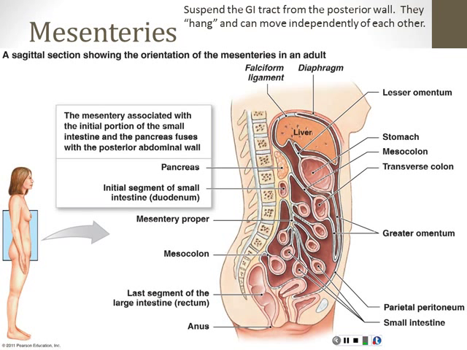Another important set of organs that are behind the peritoneal cavity are the kidneys, which we'll talk more about when we get to that chapter. But they also sit behind the peritoneal cavity. All right, so peritoneum, GI tract, mesenteries, and the peritoneum.